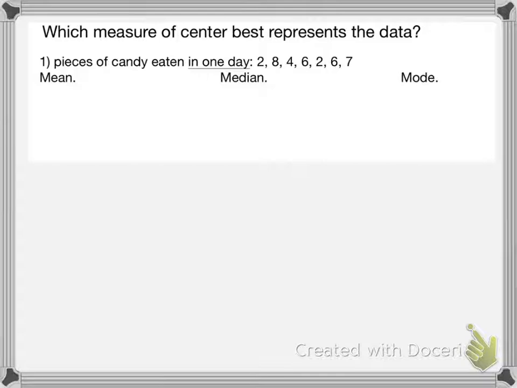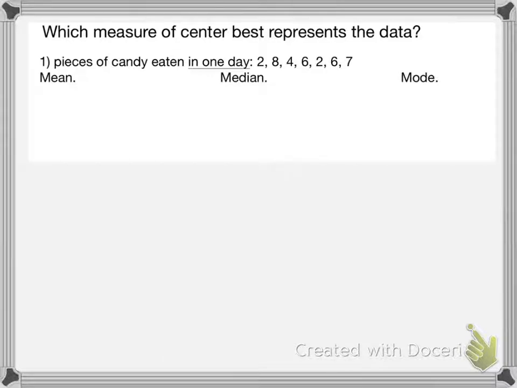Today we're going to be looking at which measure of center best represents a set of data. So I have 3 examples here that we're going to go through, and we're going to find the mean, the median, and the mode for each example, and then decide which one represents the data in the best way. So for our first example here, we have the number of pieces of candy eaten in one day.